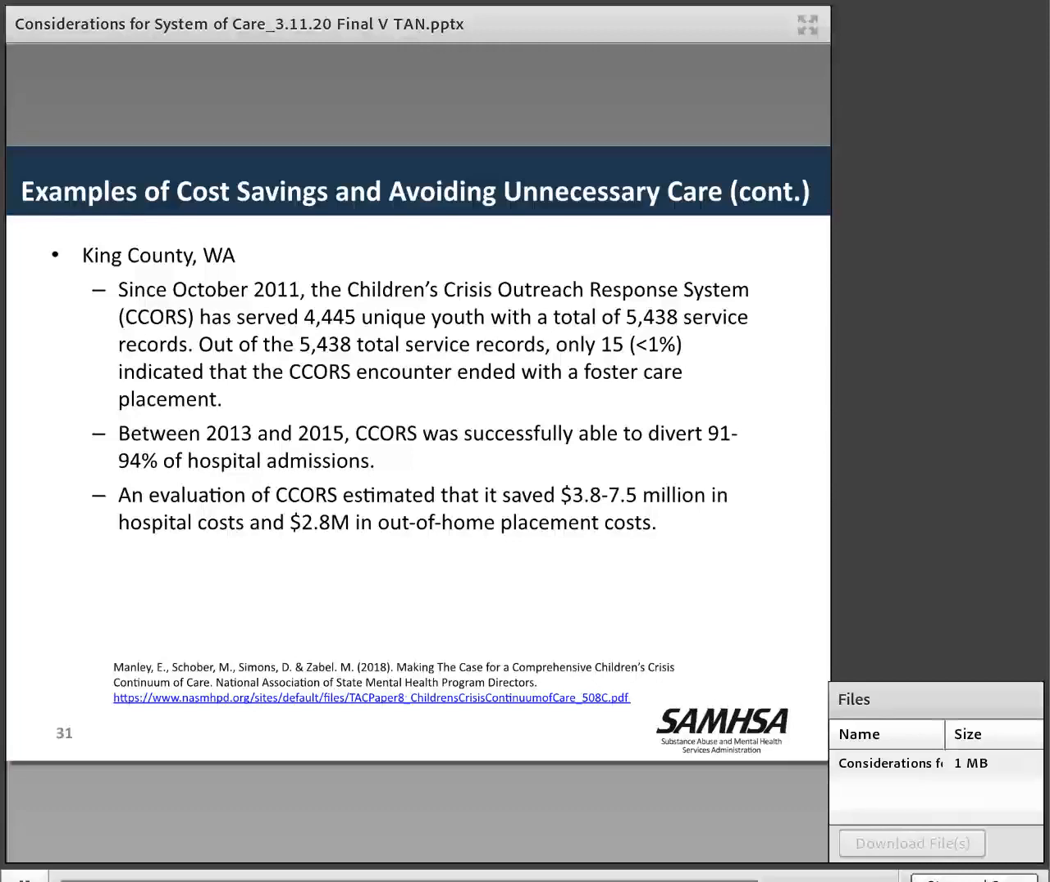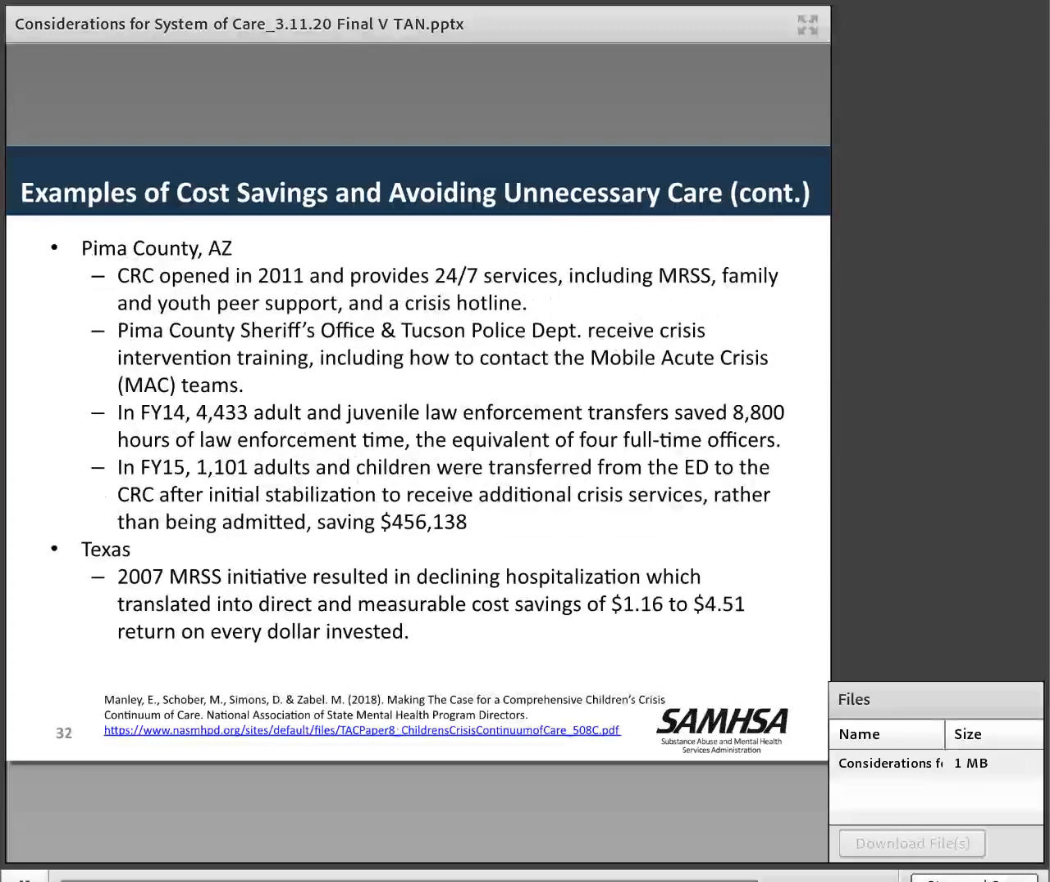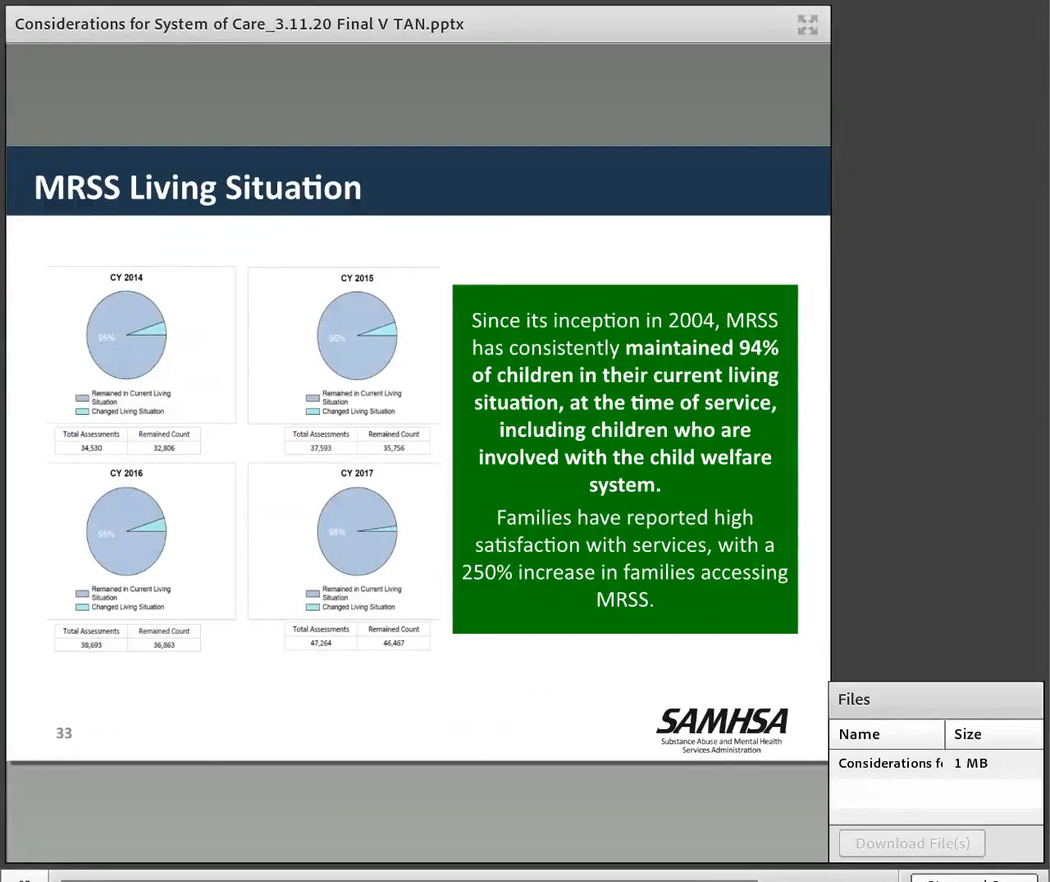That continues to be true. They continue to be using the services to support youth, and their cost savings have been quite significant over time. The same thing with Pima County in Arizona, and the work in Texas. So we haven't even talked about some of the other places that have done such great work in really moving mobile response and stabilization to the forefront.